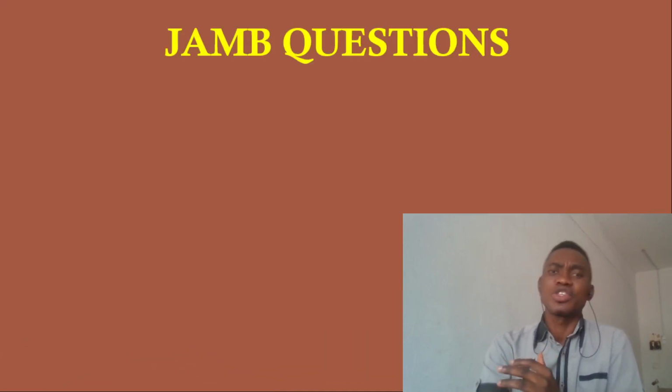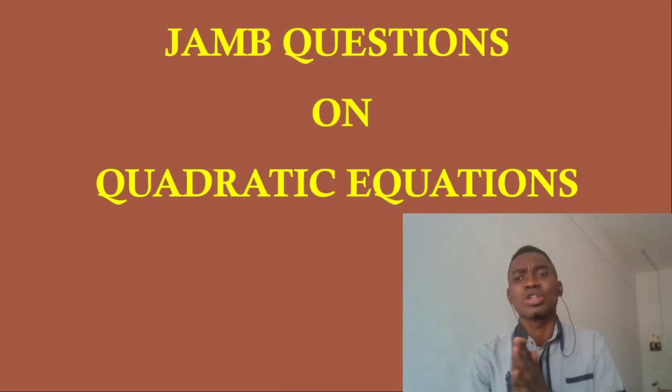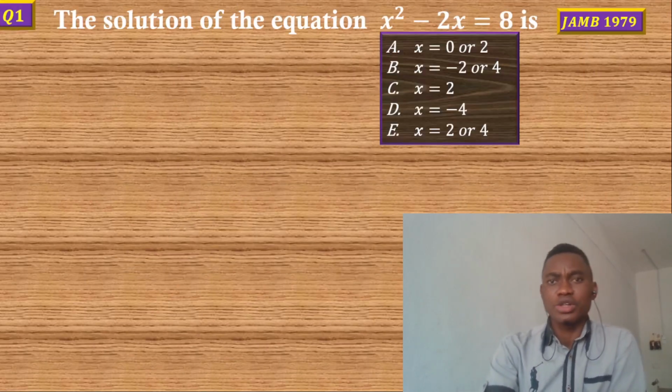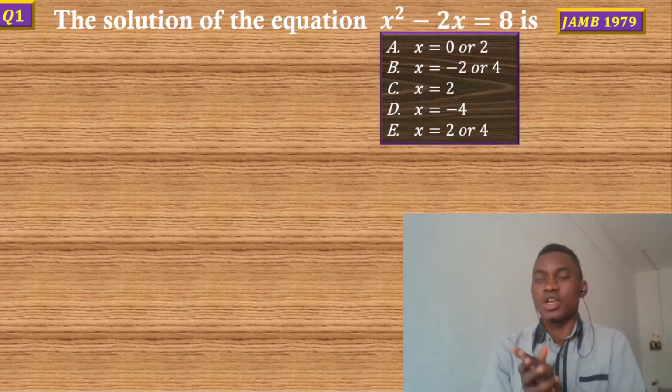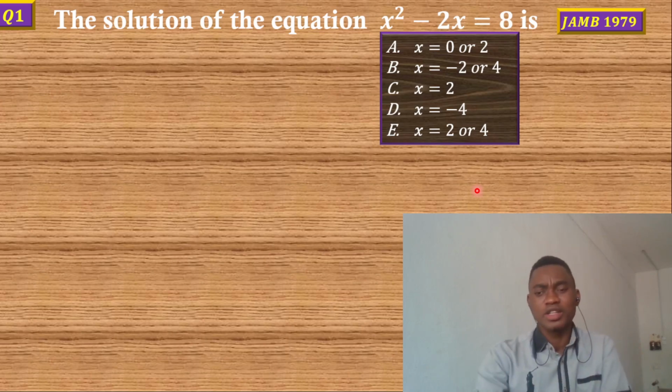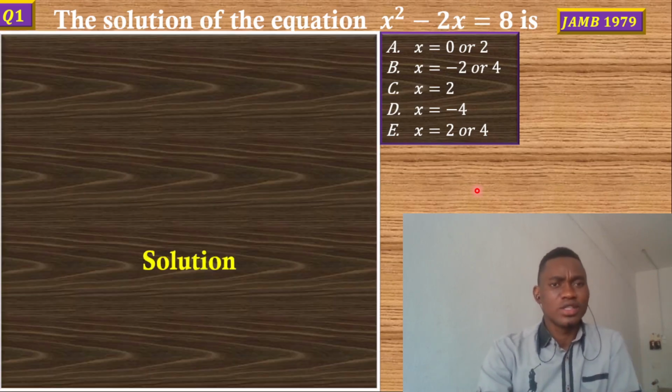Today we shall be solving some JAMB questions on quadratic equations. Okay, let's quickly look at question 1. It says the solution of the equation x squared minus 2x equal to 8 is dash. You can see the options displayed. Okay, let's quickly look at the solution.